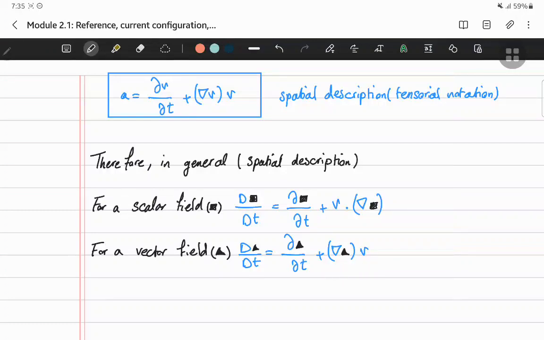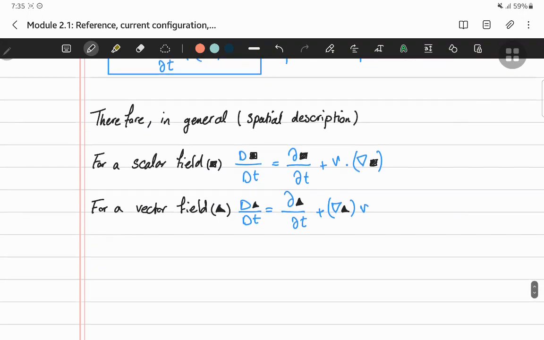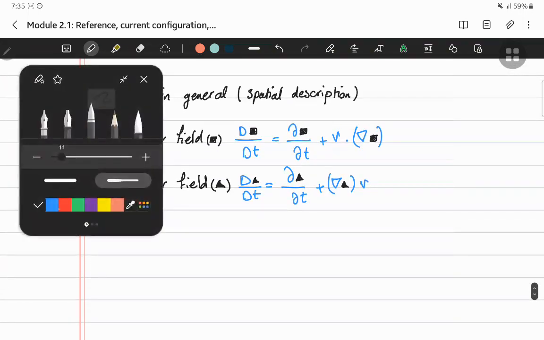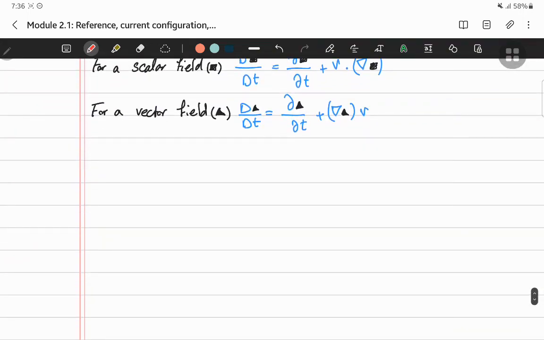All right, so there is a very nice example here, which I think will shed light on the difference between the Eulerian and Lagrangian points of view, and shows that they actually imply the same concept or result.